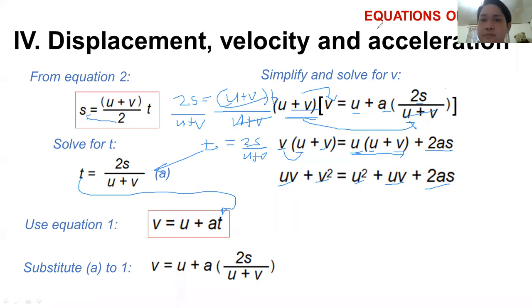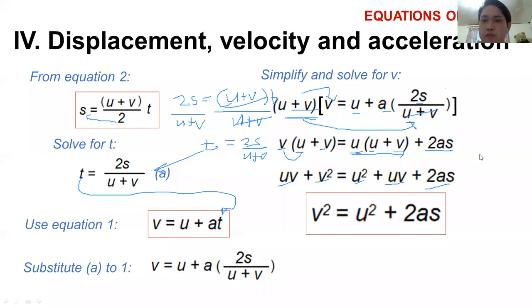After that, we can arrange the formula to solve for your V. So to arrange it, of course, this one, UV, will be canceled because that becomes UV minus UV. And then V squared is now U squared plus 2AS. And this is your equation 4.